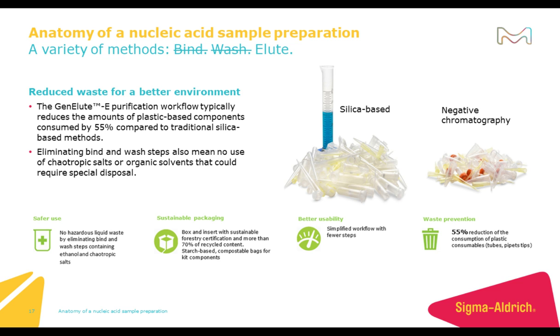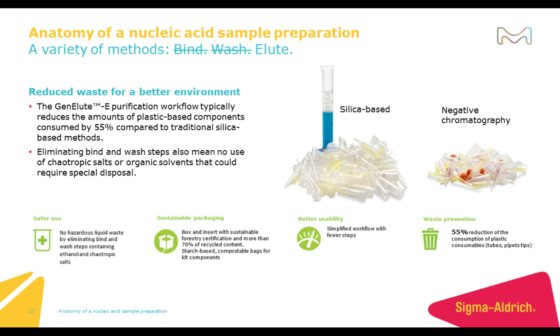The E in GenElute E highlights several eco-friendly improvements. The first, of course, is that there's no more hazardous liquid waste, and this is done by eliminating the binding and wash steps that have those ethanol and chaotropic salts. Additionally, we rethought the packaging, so this has sustainable packaging in mind, where the box and the insert is made of 70% recyclable content. Additionally, this is the first product to have compostable materials used for packaging, and that's what all of our columns are packaged in. Plus, since it's a simplified workflow and there's fewer steps, there's a higher savings in energy costs.